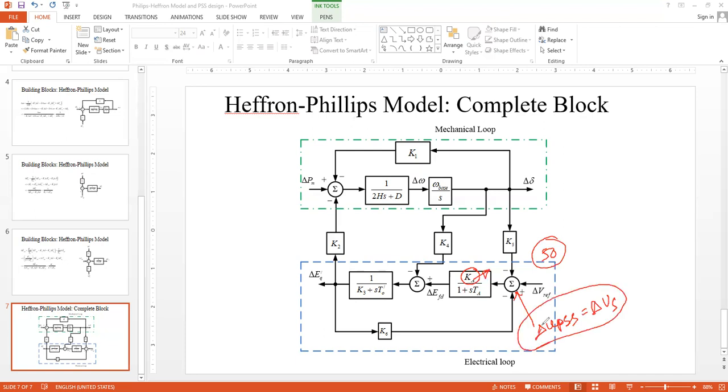So in the next class, inshallah, we will see how we are going to design this del UPSS, or the PSS block. In practice there are many methods to design this PSS, but we'll take one very initial method just for the understanding of the PSS. The method that we will take is known as the phase compensation method. As I said, there are many other more recent methods you can apply to design this PSS, but the one that we will use is the phase compensation method.